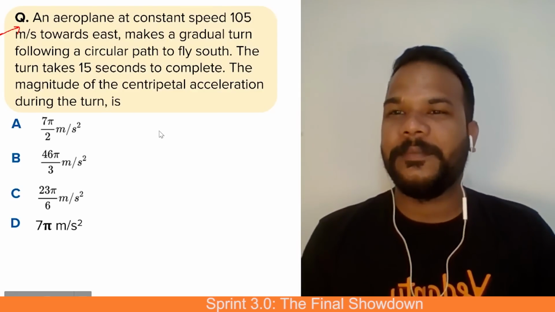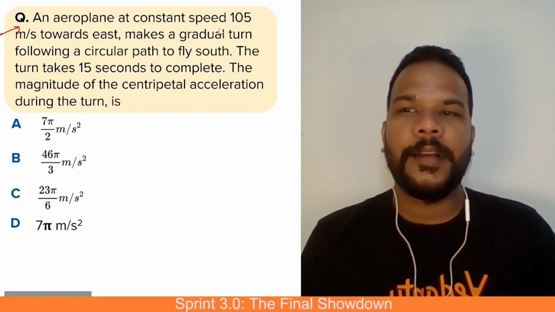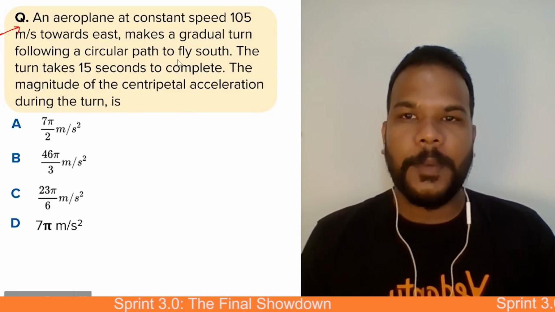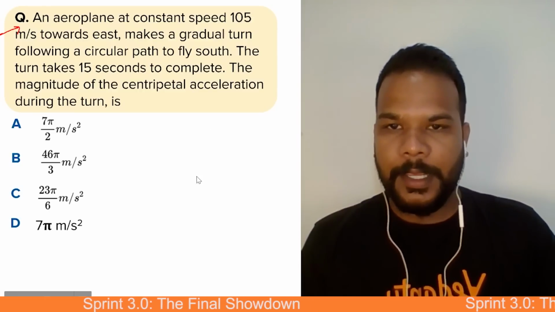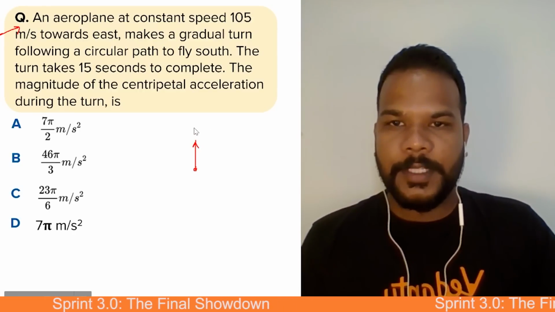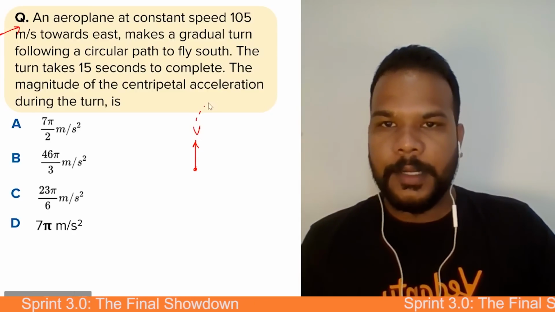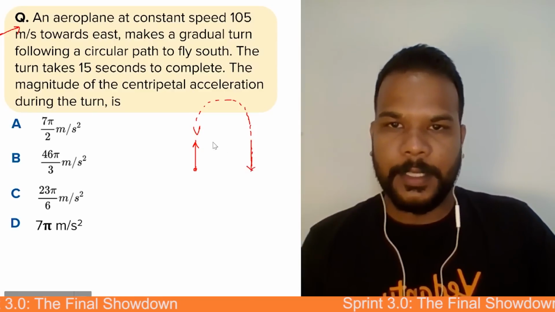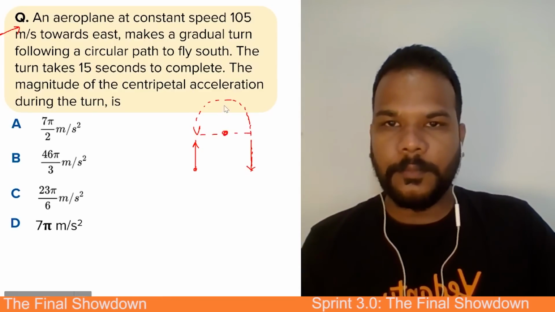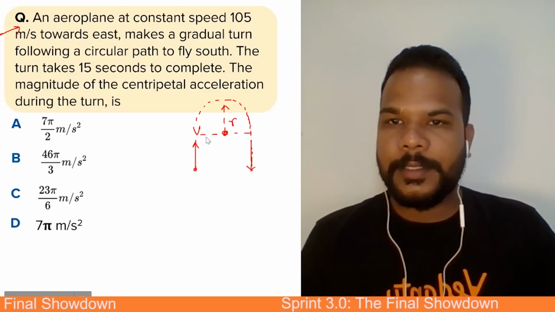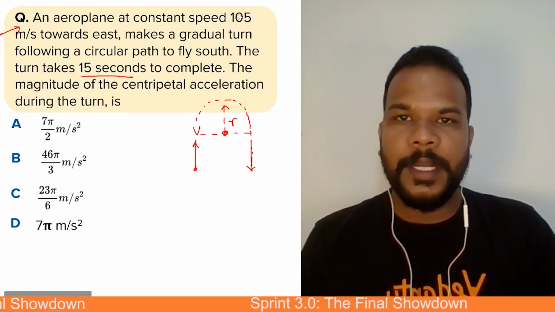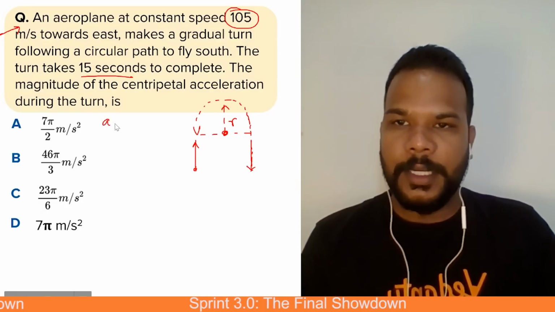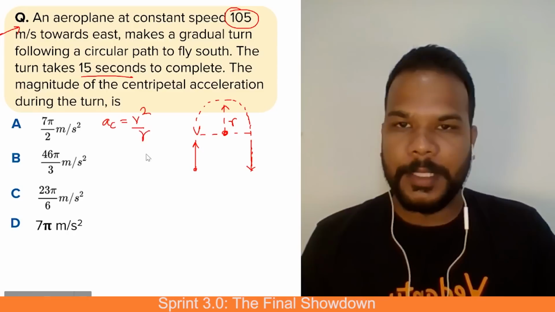Okay. Next question. An aeroplane at constant speed 105 meters per second towards east makes a gradual turn following a circular path to fly south. मतलब एक प्लेन है, एरोप्लेन, जो ऐसे जा रहा है with some velocity v, and after some time it takes a circular turn and then starts moving like this. ऐसे जाने लगता है. तो यहाँ पे एक circular turn होने वाला है of radius r. Okay, this turn happens in 15 seconds. Speed remained 105. हमें पता लगाने बोला है what is the centripetal acceleration during this turn. तो centripetal acceleration is v square by r. ये हमें पता लगाना है. ठीक है guys.